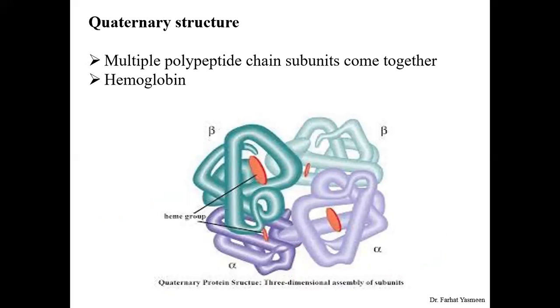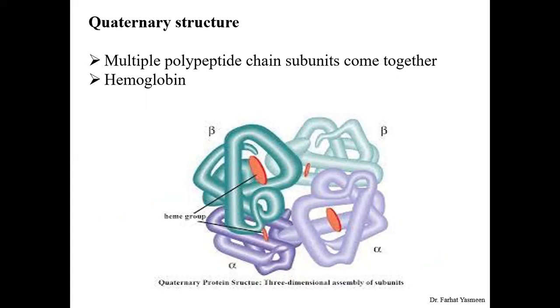The last type of protein structure is the quaternary structure. When multiple polypeptide chains or subunits come together, the protein attains its quaternary structure. An example of quaternary structure is hemoglobin.